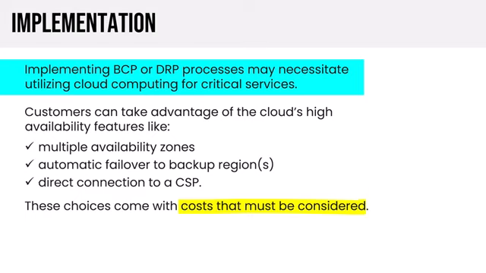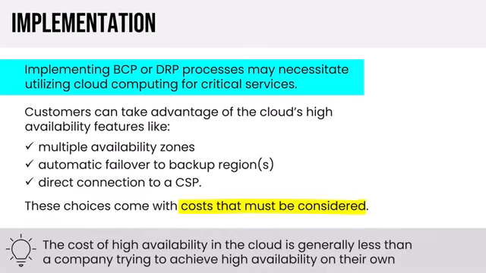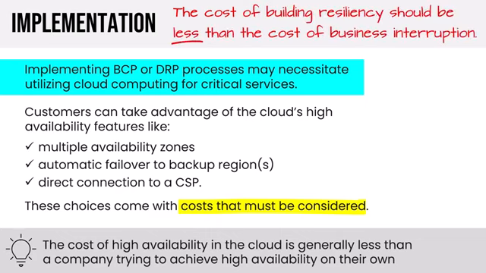Even if we're talking about intra-region features like availability zones, protecting us against a data center failure, or if it's automatic failover to a backup region, when we're implementing that type of redundancy, there's going to be some infrastructure involved that has a subscription cost. But the cost of high availability in the cloud is generally less than a company trying to achieve high availability on their own. But it needs to be cost effective. At the end of the day, the cost of building resiliency should be less than the cost of business interruption.